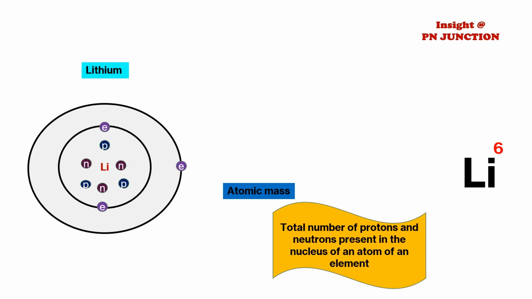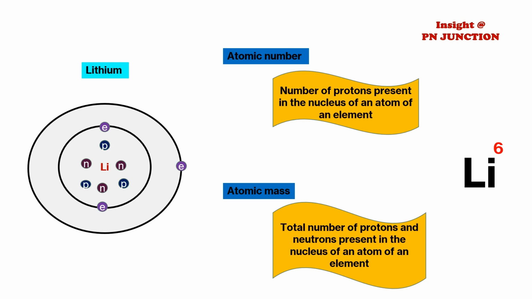The modern periodic table is based on increasing atomic number of elements. Atomic number is the number of protons present in the nucleus of an atom of an element. As mentioned before, lithium has 3 protons in its nucleus. Therefore, it has 3 as its atomic number.